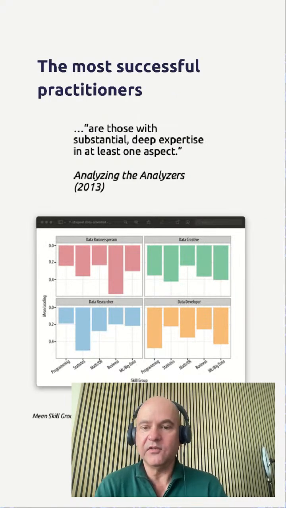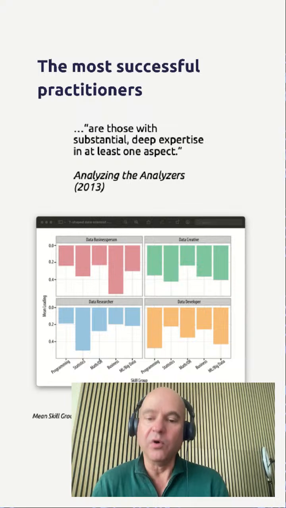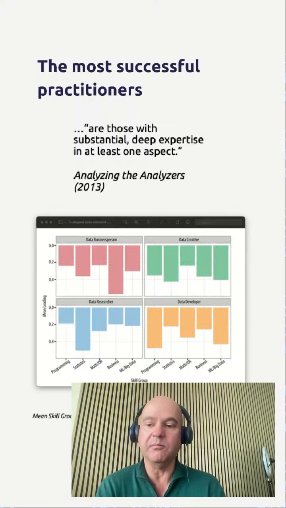Now, why are we doing this? We're doing this because ever since the field has been in existence, it's been clear that the most successful practitioners actually have a competency profile. So you're looking here at the representation from the very beginning of the field called Analyzing the Analyzers, which was based on self-reported data and which distilled kind of competency profiles back then for the data business person, the data creative, and the data developer.